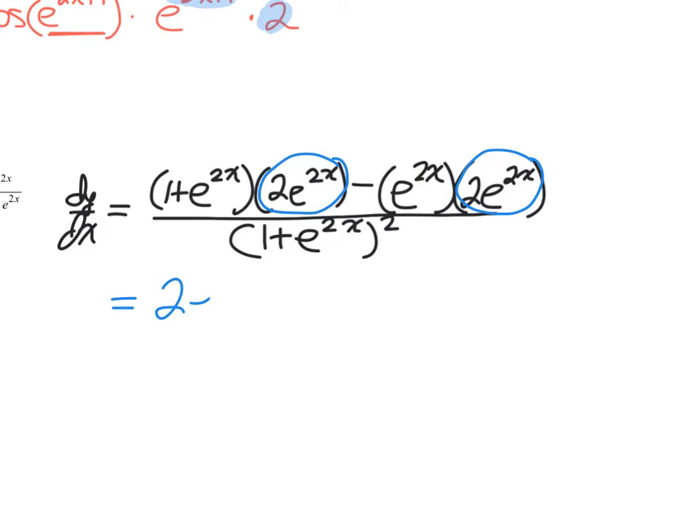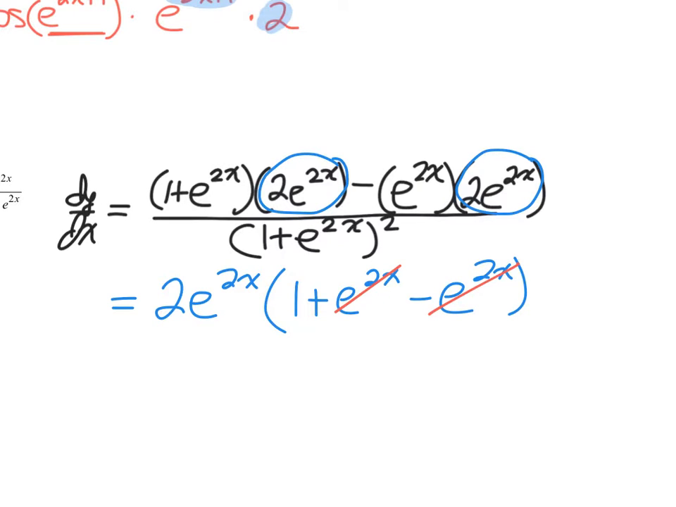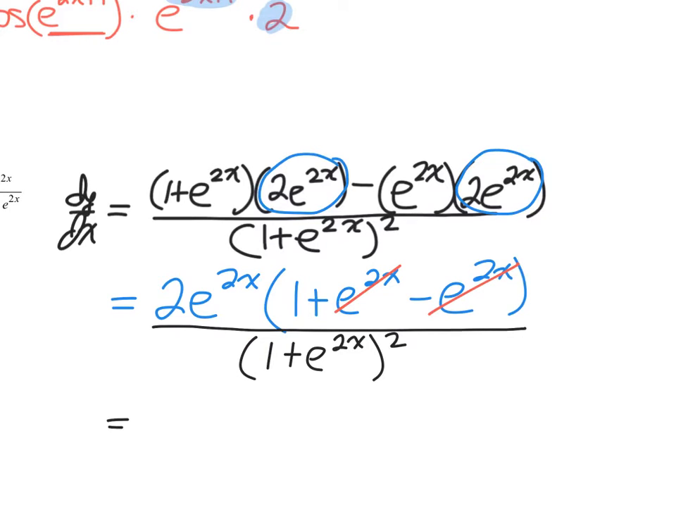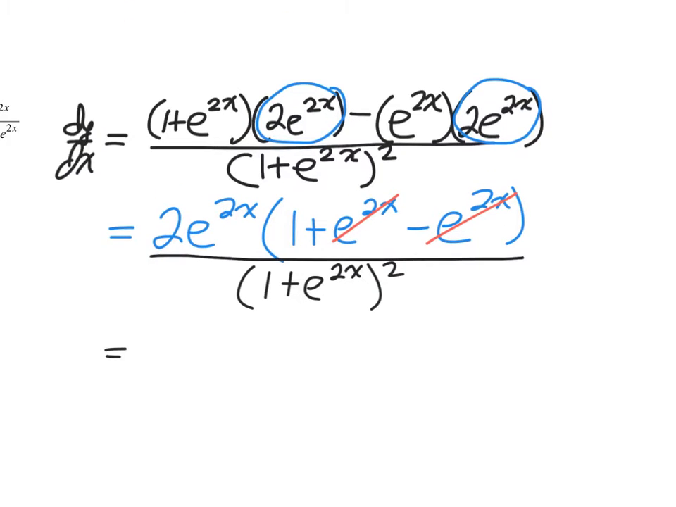Let me factor out 2e to the 2x. You see that we have 1 plus e to the 2x minus e to the 2x. Those two terms will then cancel. So your entire numerator cleans up very nicely to just a 2e to the 2x.